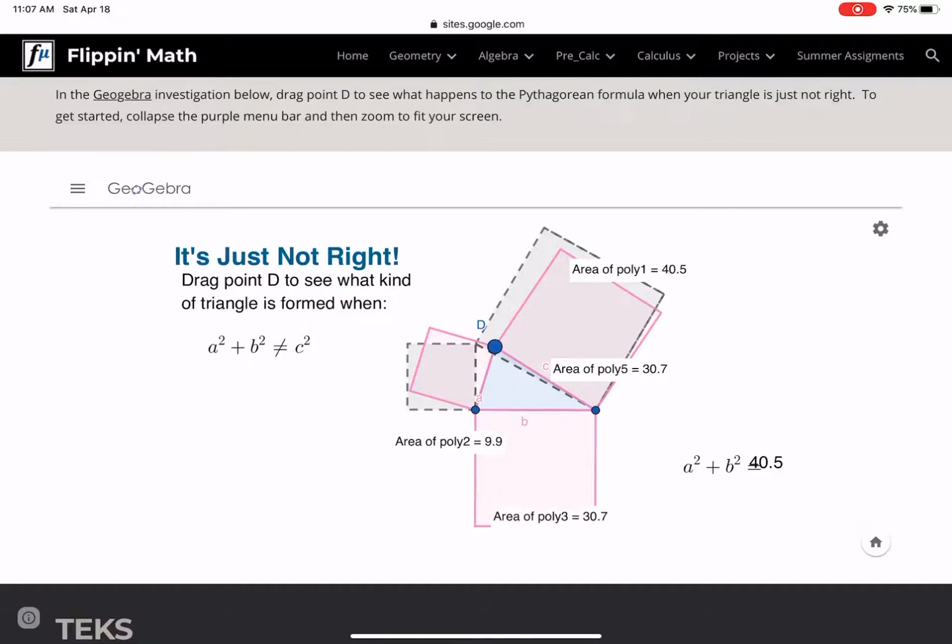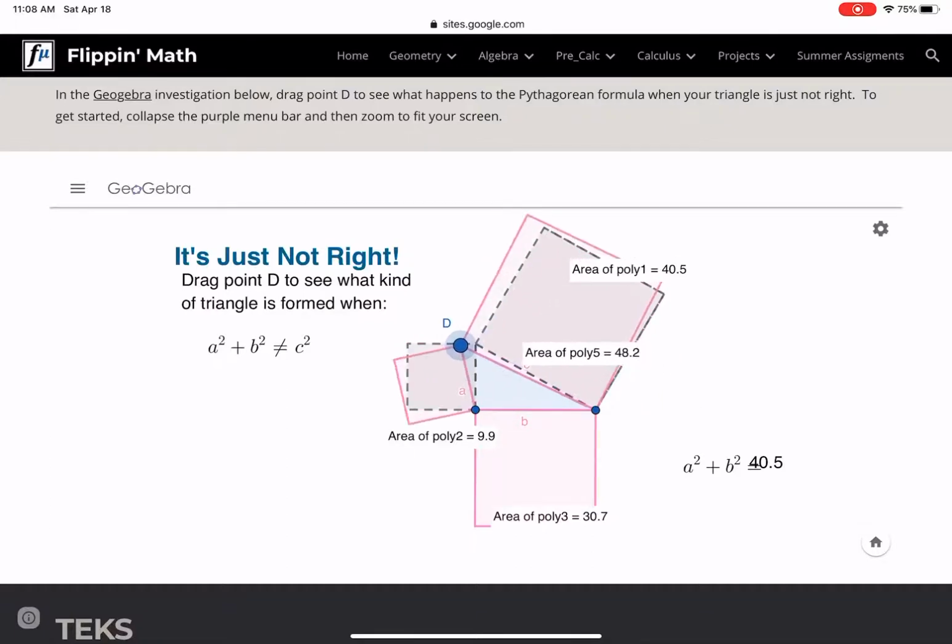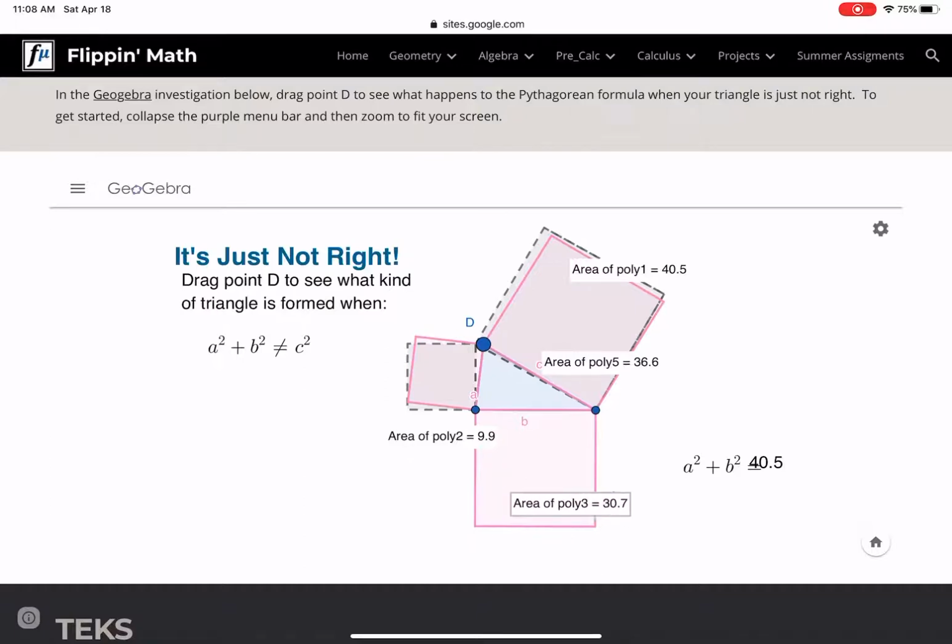And this area of polygon 2, this 9.9, represents our a squared, which I can move around here. It is the pink square that's in the foreground, but it's also the grayed out one. Those two things are exactly the same size. It stays at 9.9. Down here at the bottom, this area of polygon 3 is 30.7. That 30.7 is basically b squared.